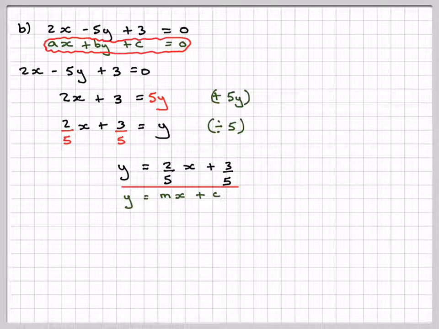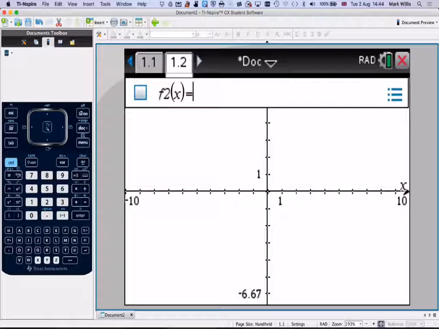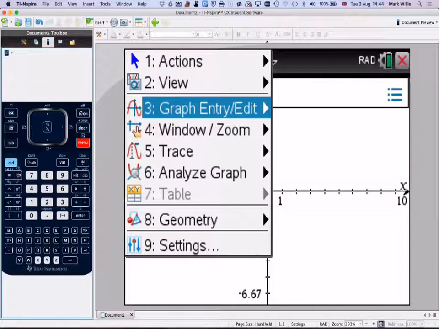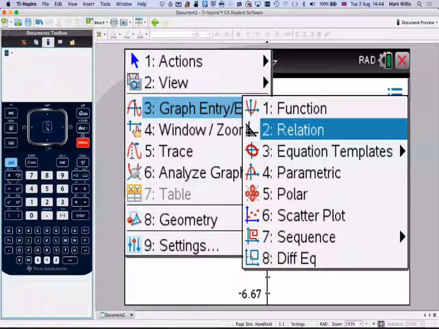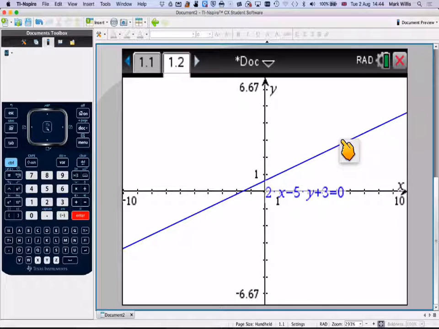So if we do this on our GDC, I'm just going to go back to the home screen and then do a new menu. I can't enter 2x minus 5y plus 3 is equal to 0 on here because this is y is equal to. So to get around it, you do menu, graph, entry, edit. Instead of entering a function, you enter relation number 2. And now you can write it just as it's written, 2x minus 5y plus 3 is equal to 0. Press enter, and now we see we get our straight line graph.